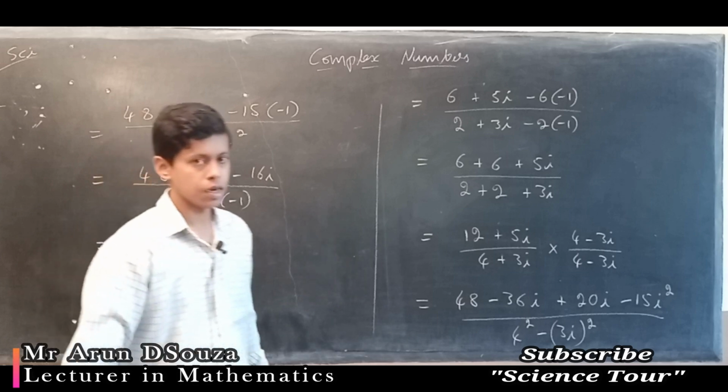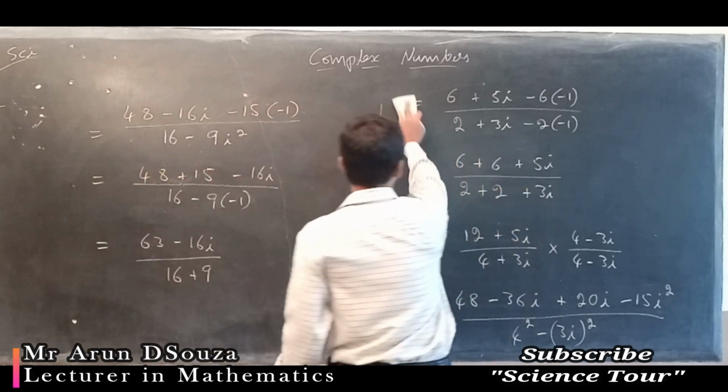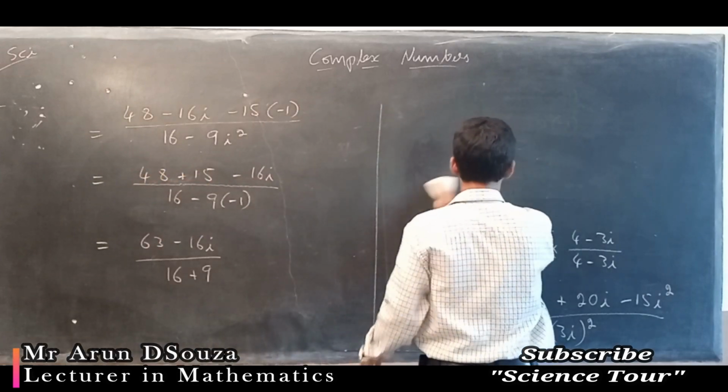Now write this in the form of a plus ib. So how can you write this?